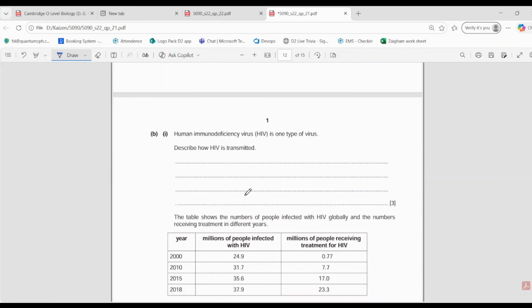How is HIV transmitted? It's by a direct contact, right? How is HIV transmitted? Blood, sharing of needles.